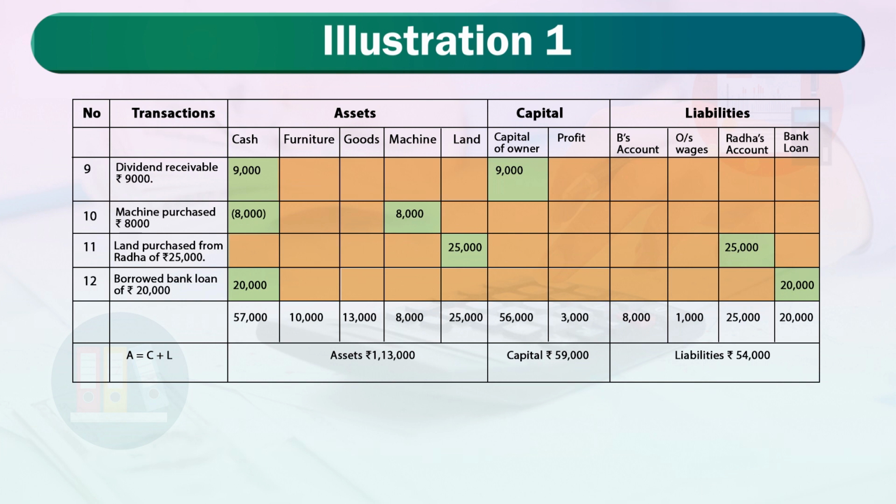So, in the first transaction we have received 50,000, then we have paid 10,000, 12,000, then again we have received 10,000, we have paid 6,000, then again we have received 4,000 for the commission, 9,000 for the dividend, then we have paid 8,000 for the machine and finally we have borrowed a loan of 20,000. So, the total of cash is 57,000.